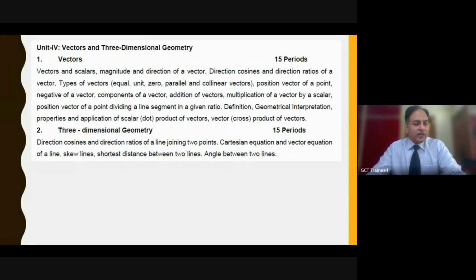Next is vectors in 3D. As far as vectors is concerned, there is of course no confusion. We have the usual topics. Scalar triple product is already not there for years. In 3-dimensional geometry, we have only DCDR and the line, followed by the shortest distance between the lines and the parallel lines as well, and angle between the two lines. But there are 2-3 different varieties of questions which may be expected.